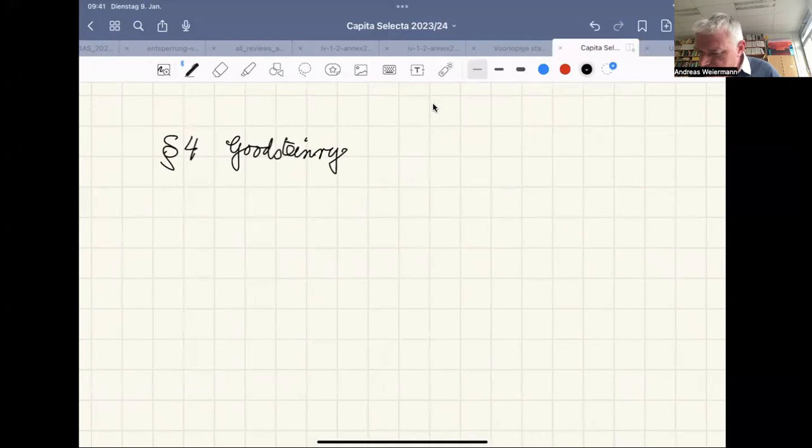I should do it in English. So the next section is about Goodstein sequences.